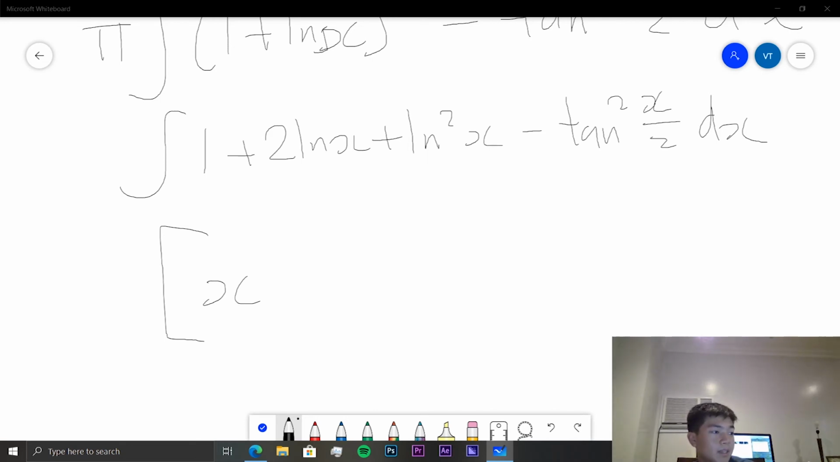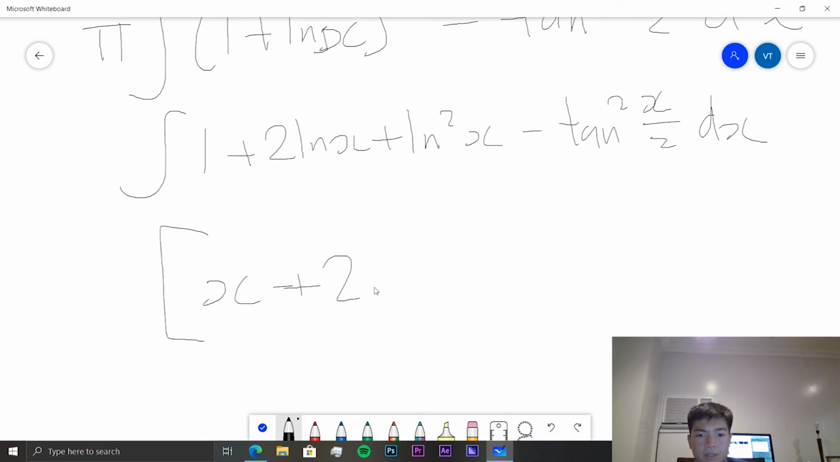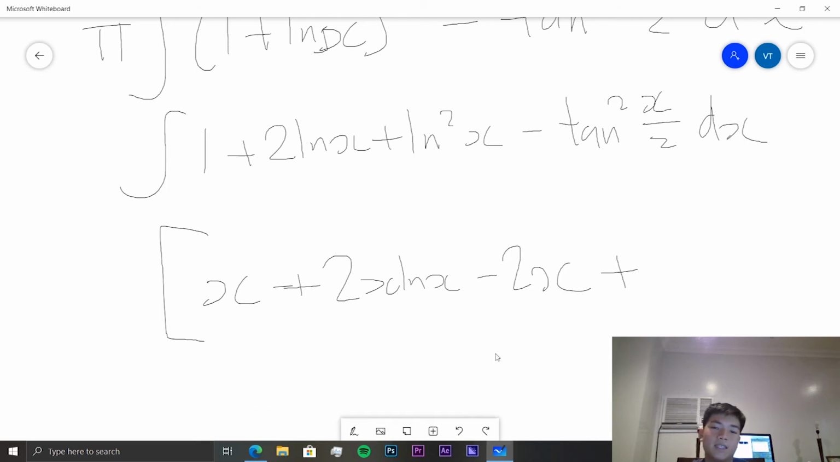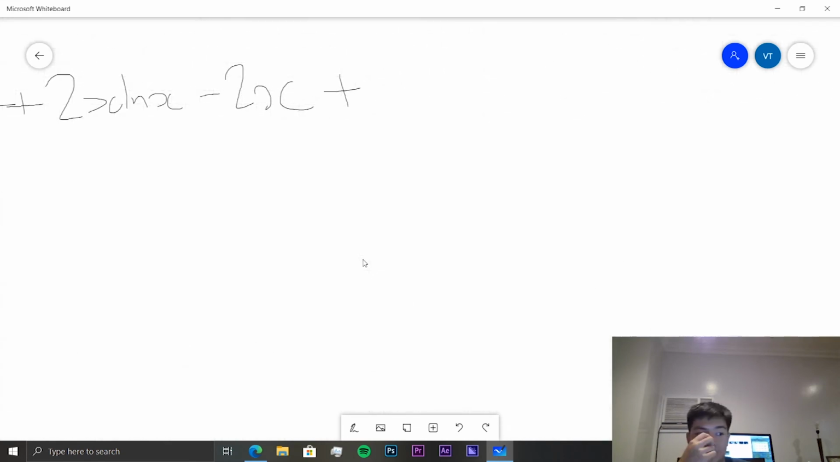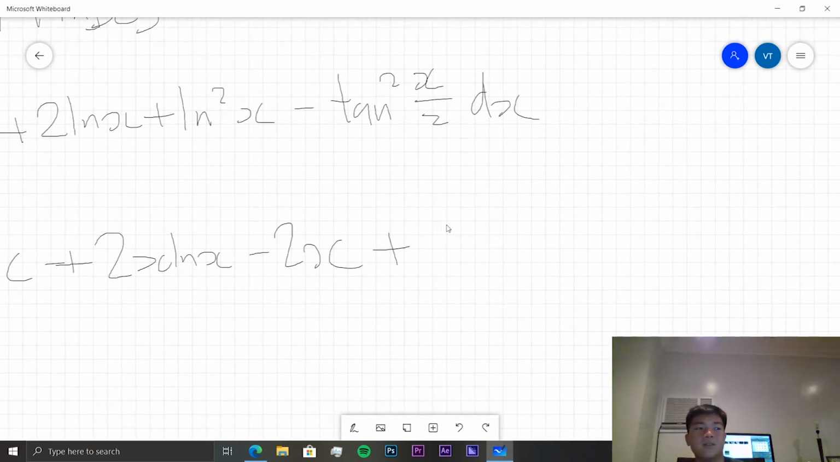Because I mean we can use, what's it called? Yeah, it's just x ln x minus x, right? So it's just plus 2 times x ln x minus 2x plus, and then we have ln x squared, which is equal to, well, I guess I'm not sure, so can we integrate it by parts or do we substitute?